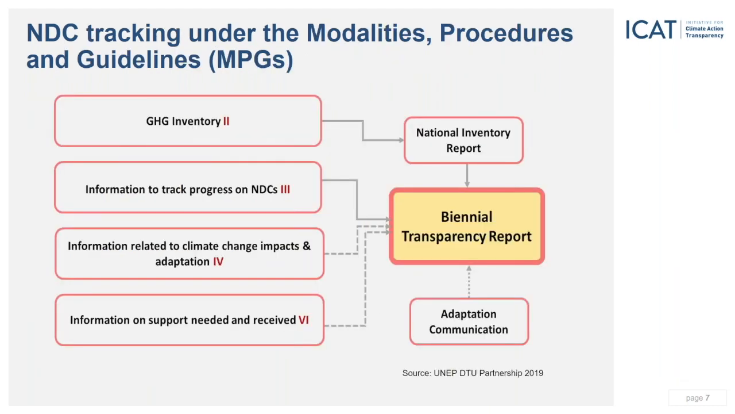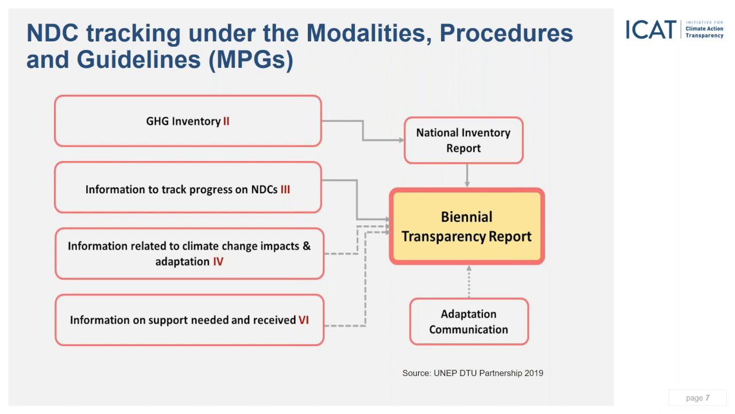5 of the 8 chapters in the MPGs are relevant for countries' reporting requirements, and here the Roman numerals on this slide refer to these chapters in the MPGs. The report that is most central is the biennial transparency report, which collects all the information. It can be submitted separately or together with the national inventory report. Of course, it's important to recognize that GHG inventories are the very basis for tracking the NDCs and NDC targets.